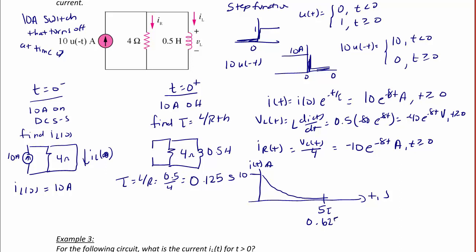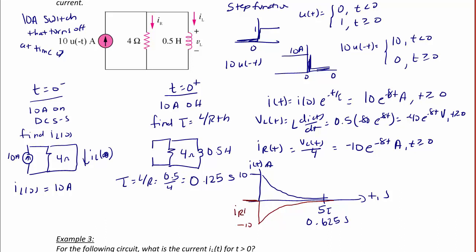The current through the resistor is at negative 10. The initial current through the resistor was 0, because remember the current went through the inductor. Then it drops down to negative 10, and it also starts to die off, where it gets to the final value in 5 time constants.